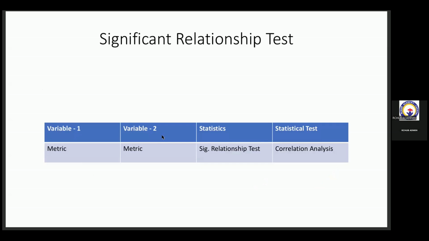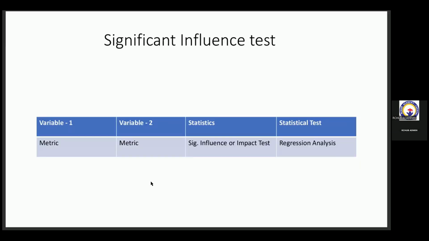Okay, so when it comes to the significant relationship test, you can do only correlation analysis. For this, both the data have to be metric. The example is GDP and industry index. So if there is a significant relationship, you can also go for regression analysis.